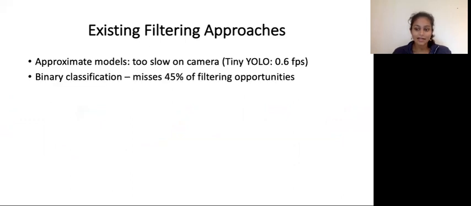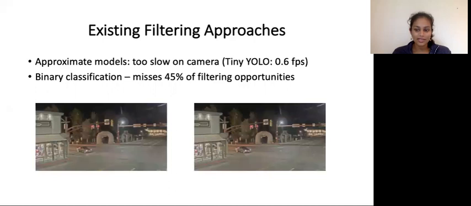Binary classifiers are fast enough, but they inherently miss a lot of filtering opportunities by only looking at whether an object is present or not. So if we look at these two consecutive frames and we're trying to count cars, binary classifiers would send them both because they both contain a car, when clearly the count doesn't change. Now, pixel level differences are able to sidestep these two issues, so we focus on those, but the paper contains more detail about comparing these three approaches.